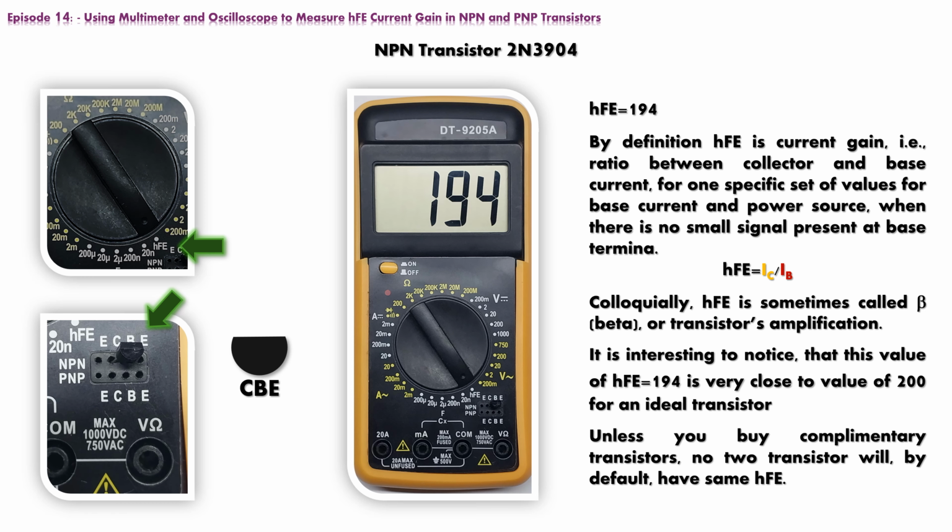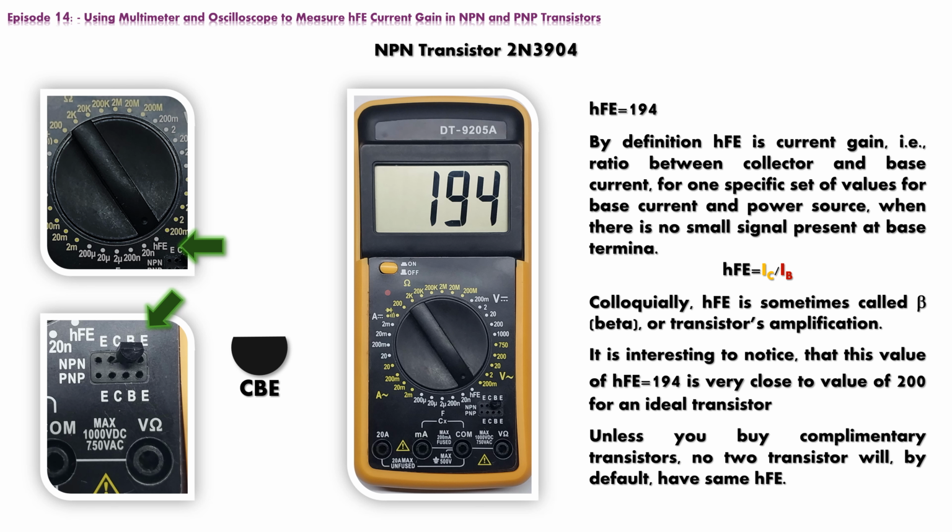If you remember from our previous video, hFE is the ratio between collector and base current. This parameter is also colloquially called amplification of the transistor, or beta. To learn more about the difference between beta and hFE, please see our previous video. We cover this topic in great detail. Please remember that hFE is current gain when there is no small signal present at the base terminal. Now, this is the point where many tutorials regarding this subject end. Okay, so you have your reading, the amplification of the transistor is 194, and that is it.